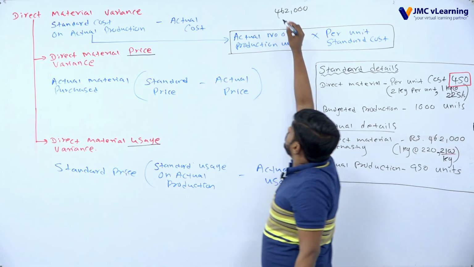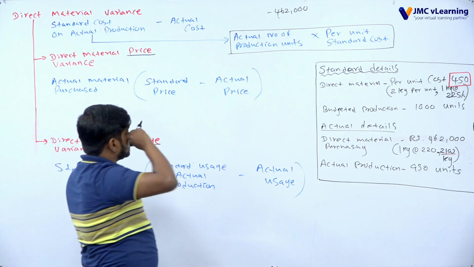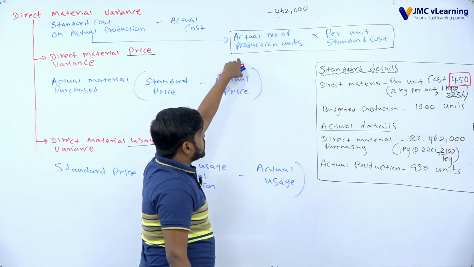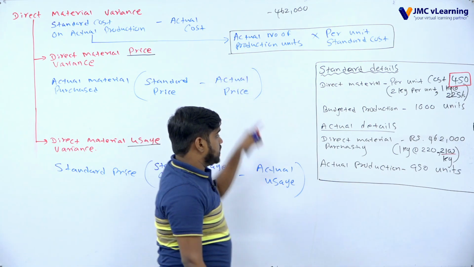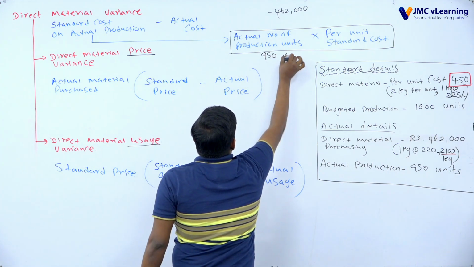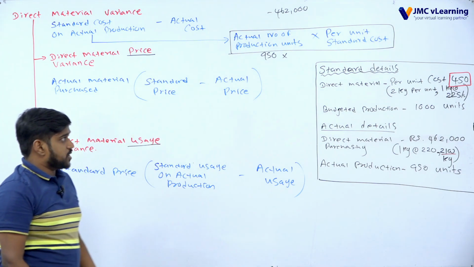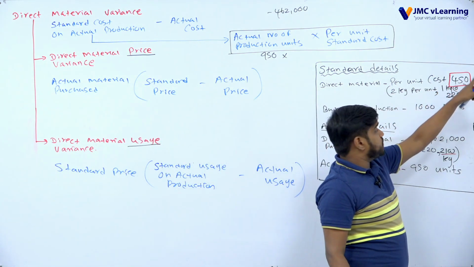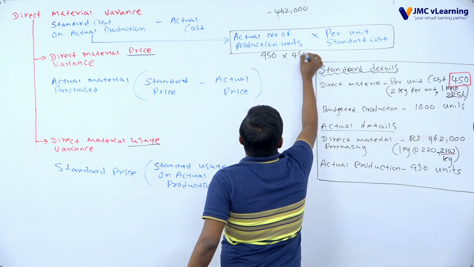Then we have to calculate what? Standard cost on actual production. How can we calculate the standard cost on actual production? Actual number of production units multiplied by per unit standard cost. Our actual number of production units is 950 units. How about our per unit standard cost? Per unit direct material standard cost is 450. Then we can multiply this by 450.